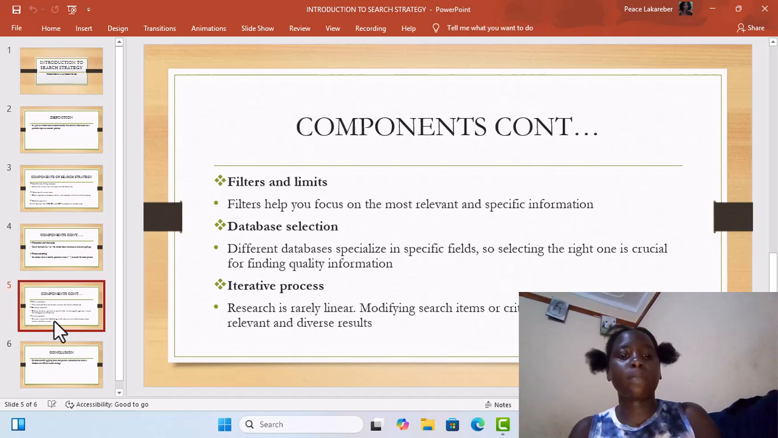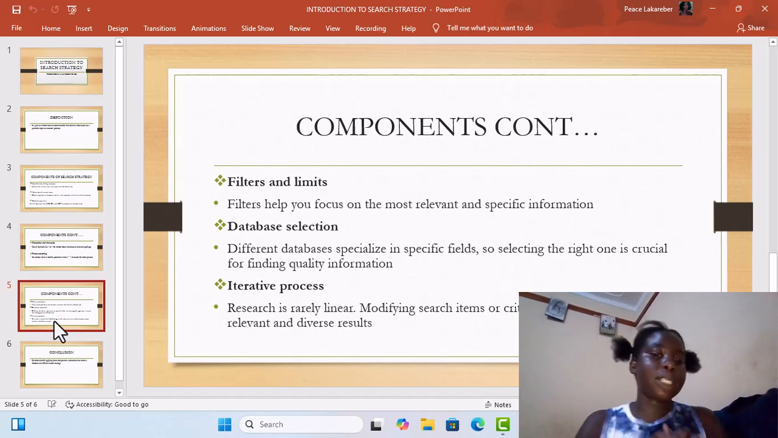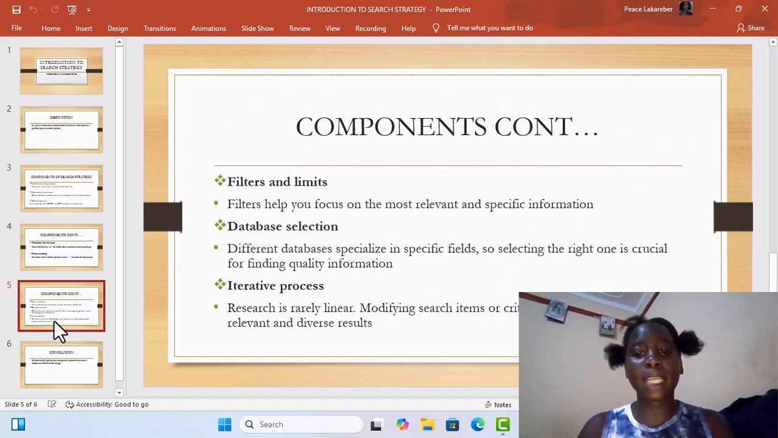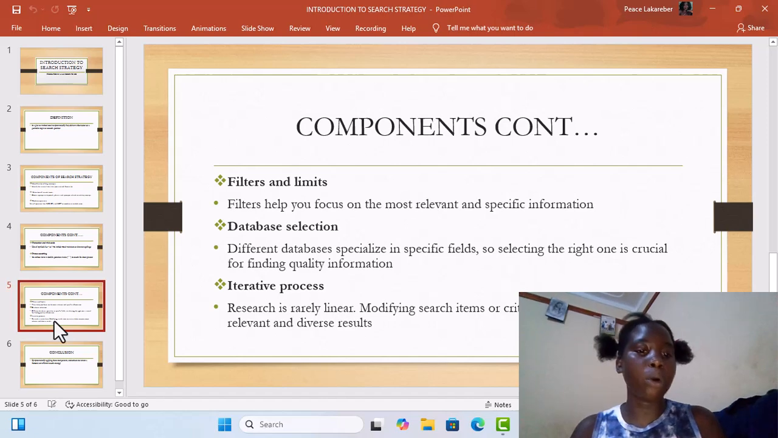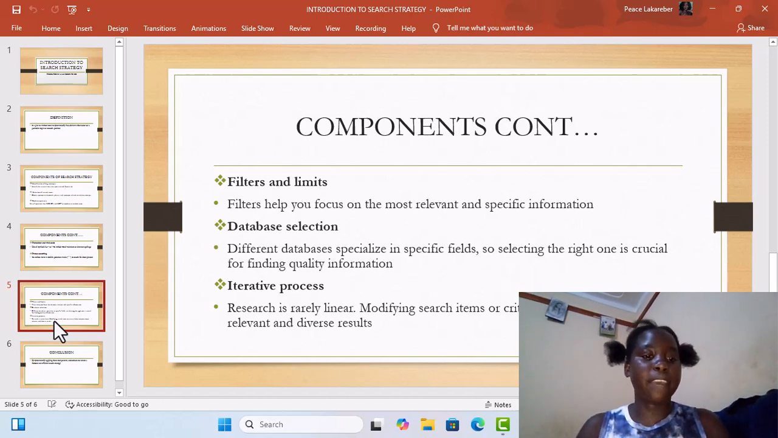iterative process. Now we know that research is rarely linear, so one has to modify such items or criteria to help uncover more relevant and diverse results. Yes, so you have to go through, you have to make sure that your search is more specific so that you can easily get the exact thing you want.